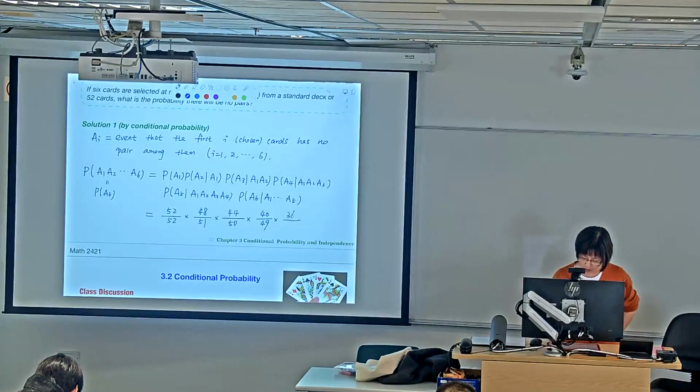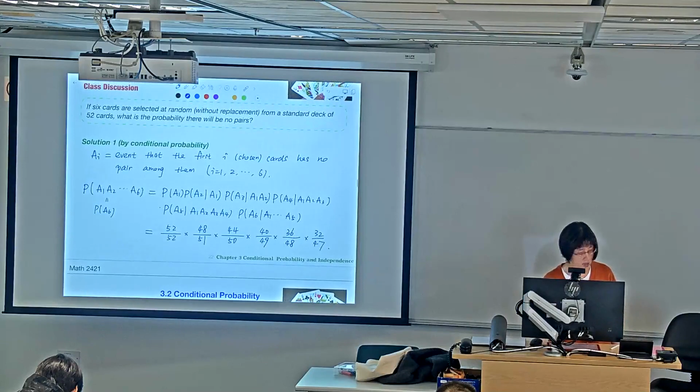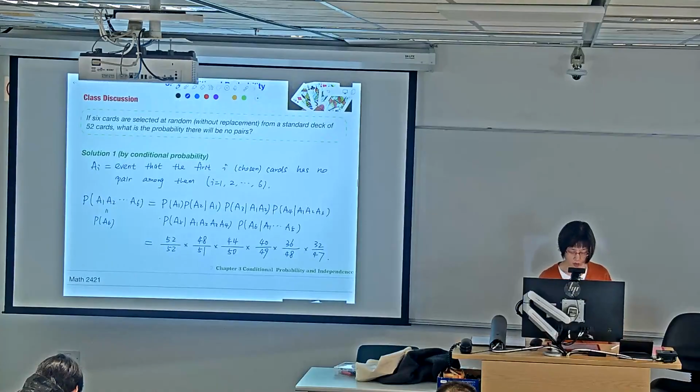And similarly, you can see we can have this each time, you minus 4 in the numerator and minus 1 in the denominator. And you can have these numbers multiplied together, the same answer as if you use counting. And actually for this one, since it's more natural and easier to use counting to solve it directly. But conditional probability can also be used to solve this one if you know how to use it properly.